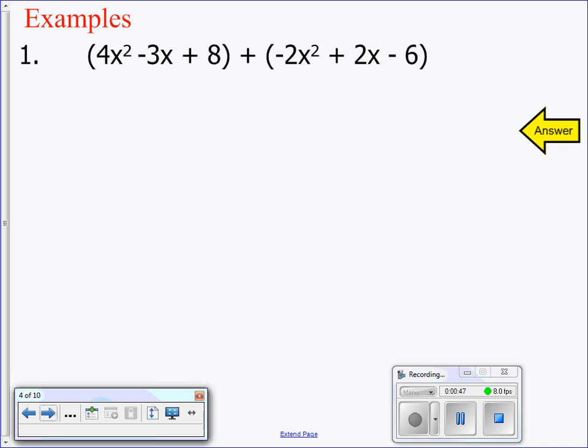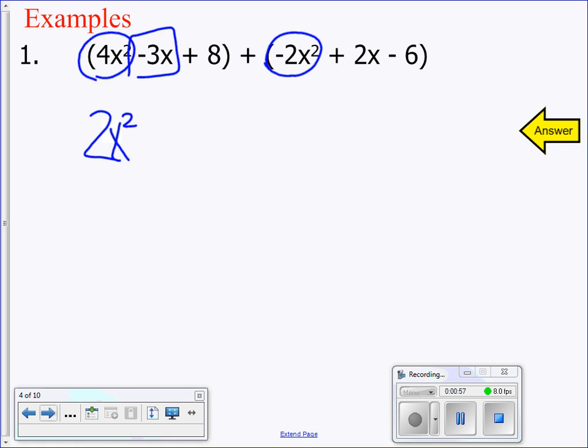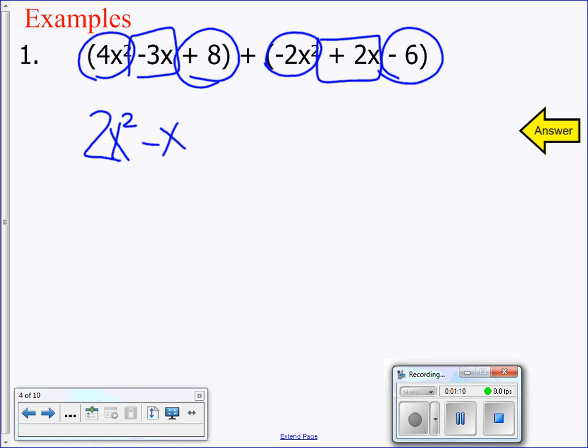All right, so for example, this one we're just adding them. So I'm going to combine like terms. There's 4x squared and there's negative 2x squared. So that's 2x squared. Here's negative 3x and 2x. That's 5x. Nope, that's not 5x. That's negative x. Sorry about that. And then 8 and minus 6, that's plus 2.